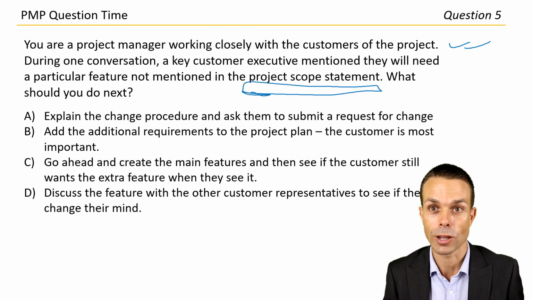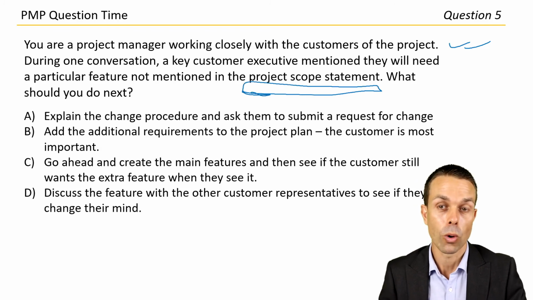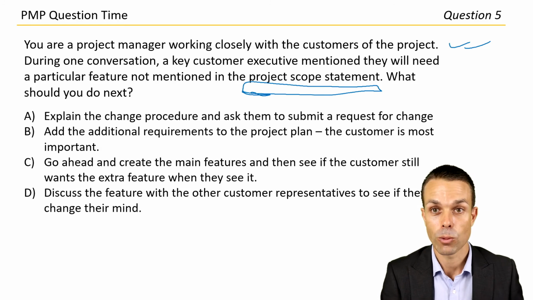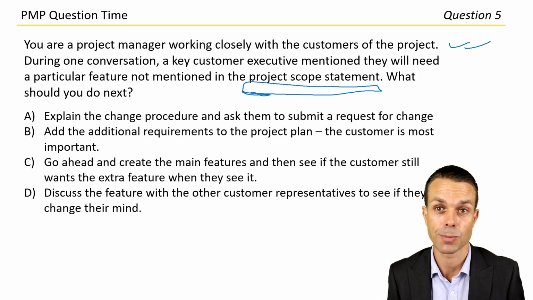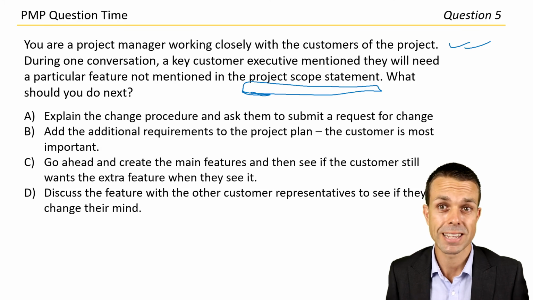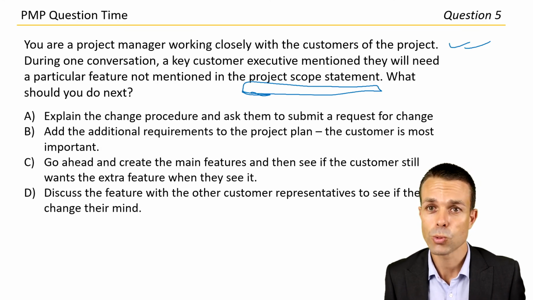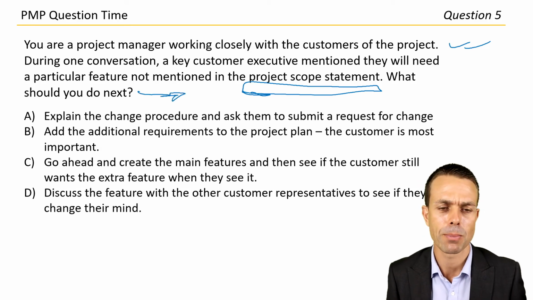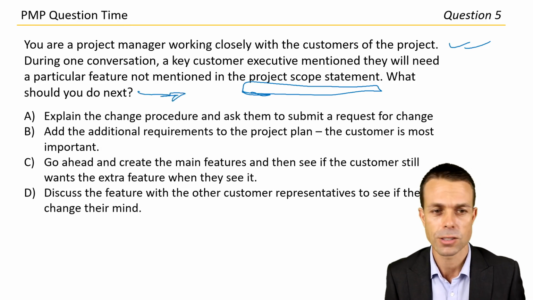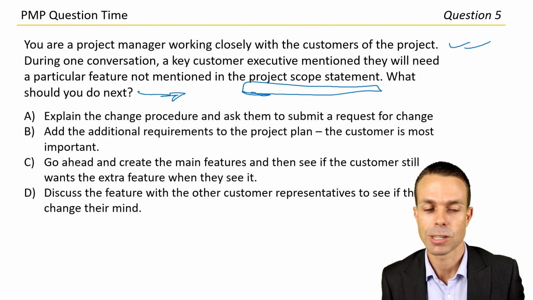This happens quite a lot because people change their mind, or they see something and then they feel like it's not what they wanted once they can see, feel, and touch it. So this is the kind of thing that we really need to know and be aware of. So what should we do next? And again, it's a scenario question, really similar to the PMP exam. So this is good stuff. Let's have a look and see what we've got.